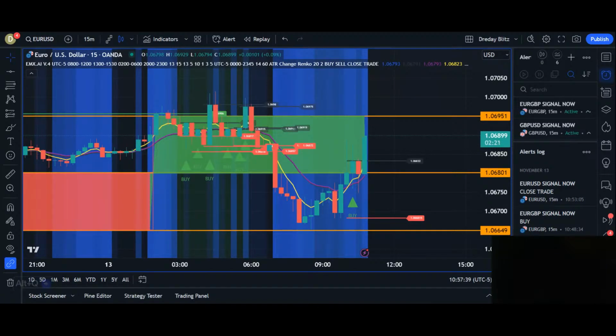And like I said, you don't need to trade all of them at the same time. It makes no sense. Make sure that you focus on one and follow along with one or two at most.